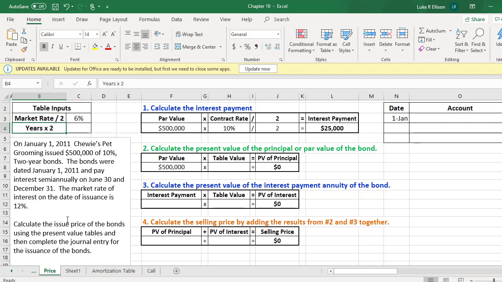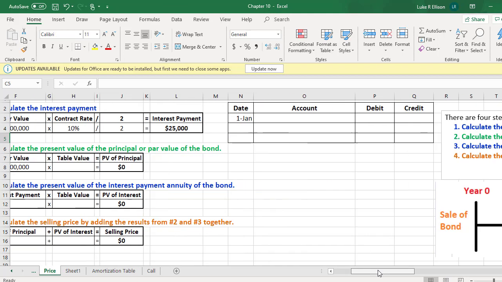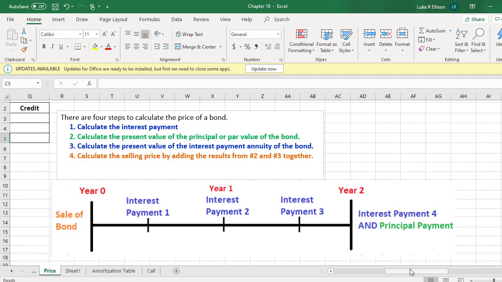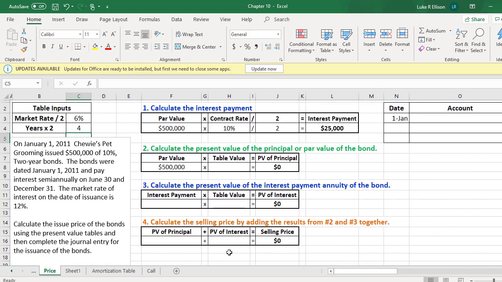Now the years just refers to, how long are these bonds going to be out? And in this case it was 2 years. They were 2-year bonds, so we take the years, 2 times 2 is going to be 4. This 4 might be looking familiar to you because if you look back at our little graphic we made over here, you can see that there are 4 interest payments. So when we took the 2 years and multiplied by 2, that was really just calculating that we had 4 interest payments. Now the next thing to do is to find the table value.